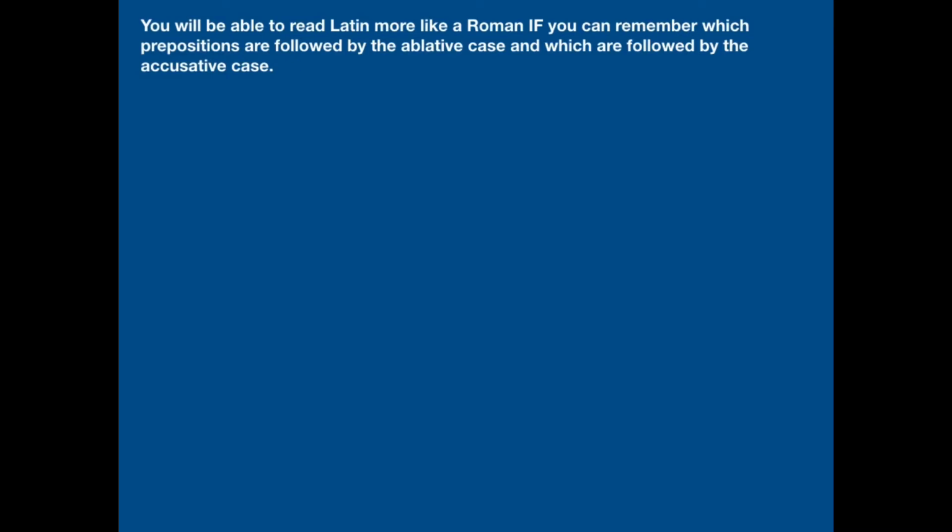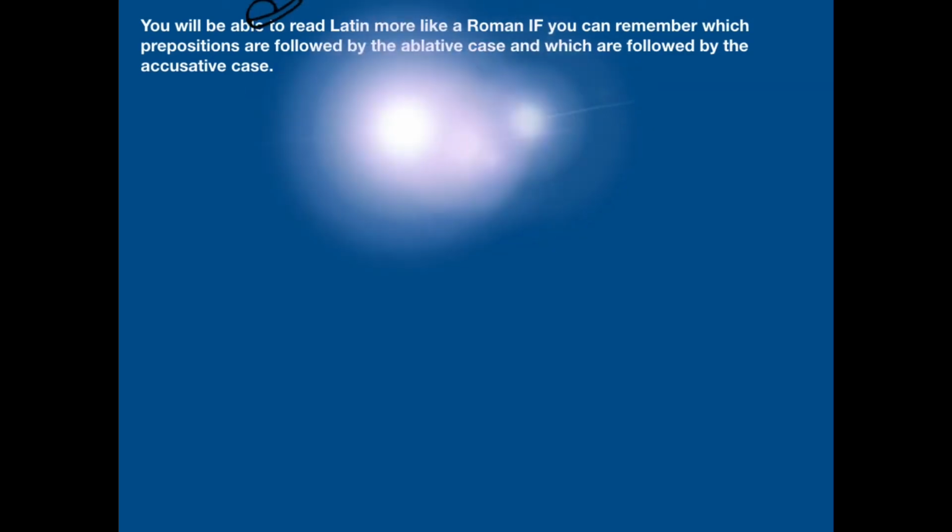If you want to be a super Latin student, or even if you just want to be able to read Latin more like a Roman, then it will be best for you to remember which prepositions take accusative and which take ablative. The easiest way to remember these prepositions is to learn about our Sid space.